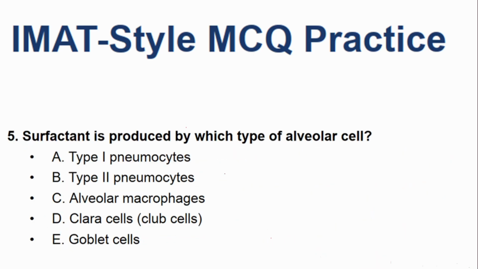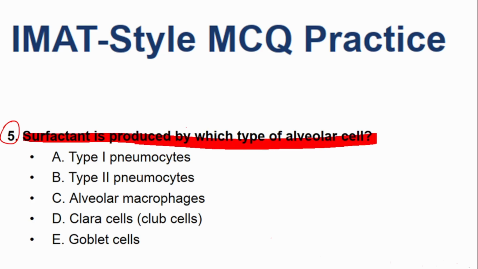Advancing naturally to question 5. We step away from gas transport dynamics and look directly at the microscopic structure of the lungs. The question asks, surfactant is produced by which type of alveolar cell? Let's review the main players lining our alveoli so we can confidently pick the right factory.